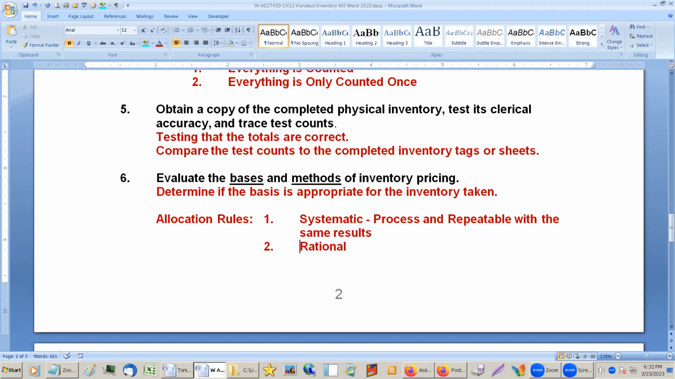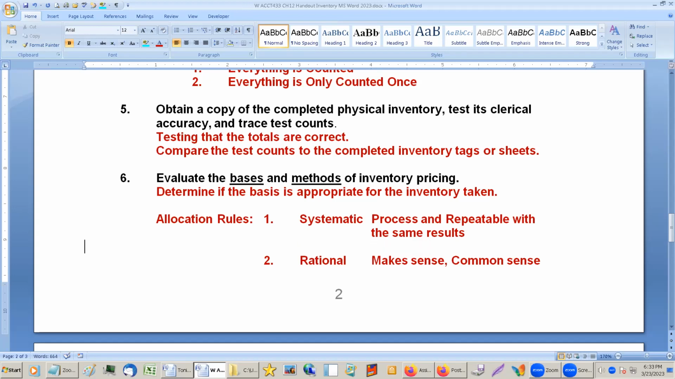All right, what does rational mean? Rational just means what? Almost like a common sense type of process. Exactly, that it makes sense. Or common sense, another way of saying it. In other words, it in some way relates to what you're doing.